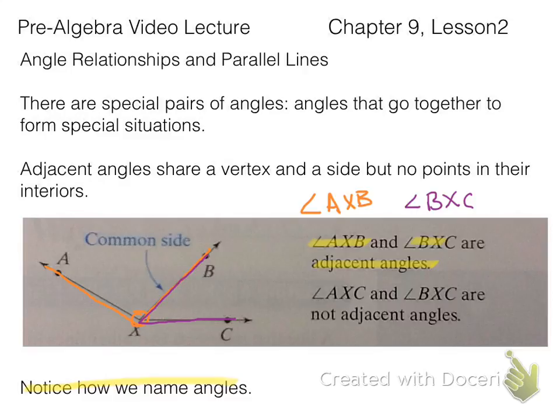So they are adjacent because they're right next to each other and they share a line. All right, you see where the overlap of the orange and purple is? That's what they share, and that's why they're adjacent. So two angles that are adjacent share basically a leg of the angle.